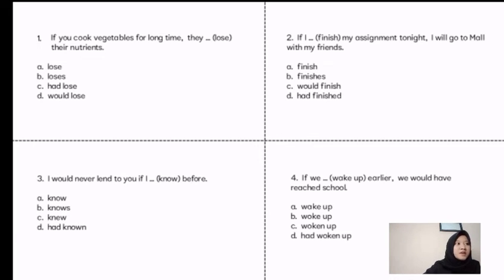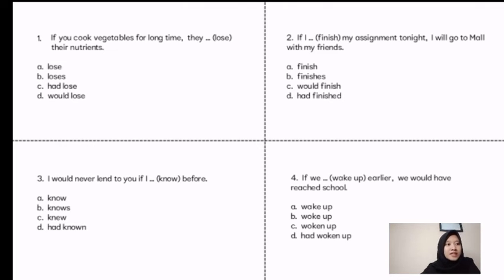If I finish my assignment tonight, I will go to mall with my friends. Why? It's because the main clause uses the future tense, which is used in the first type of conditional sentence, right? So the pattern must be if, and then present, and then future tense, right? So the answer is A. So let's move to the third question.